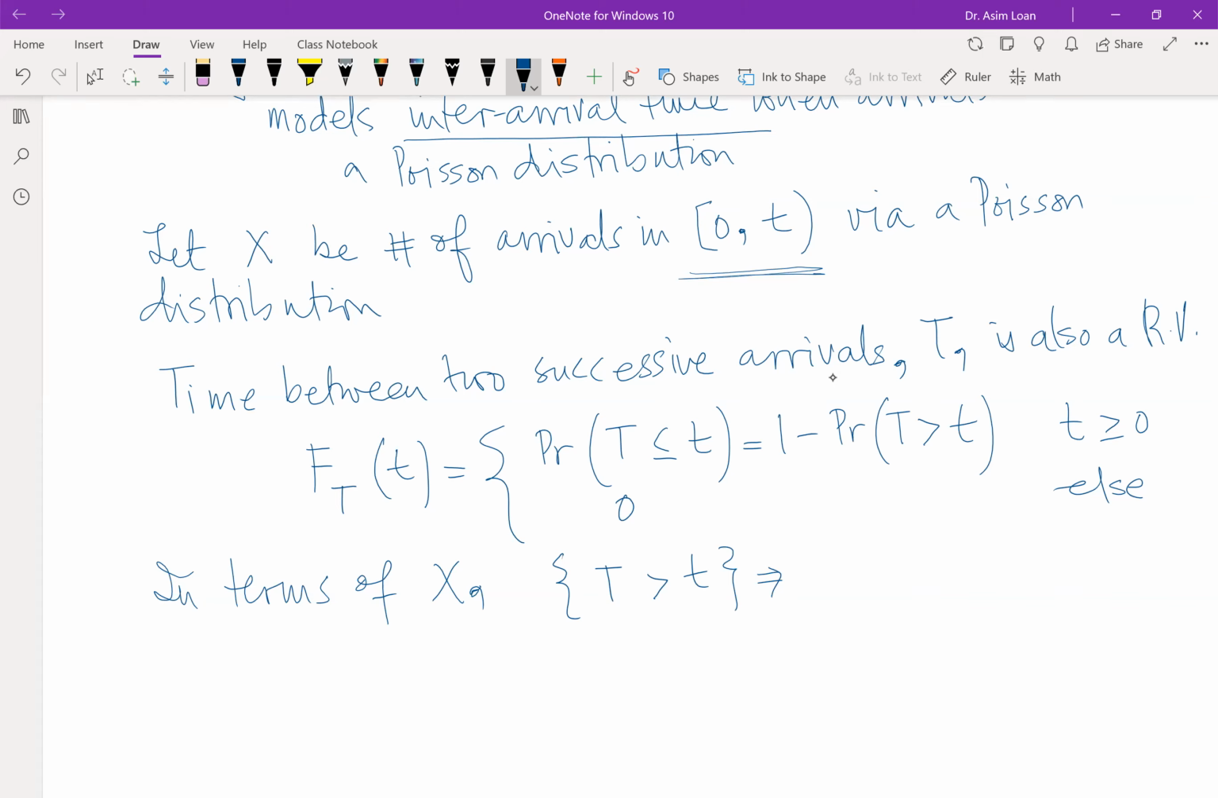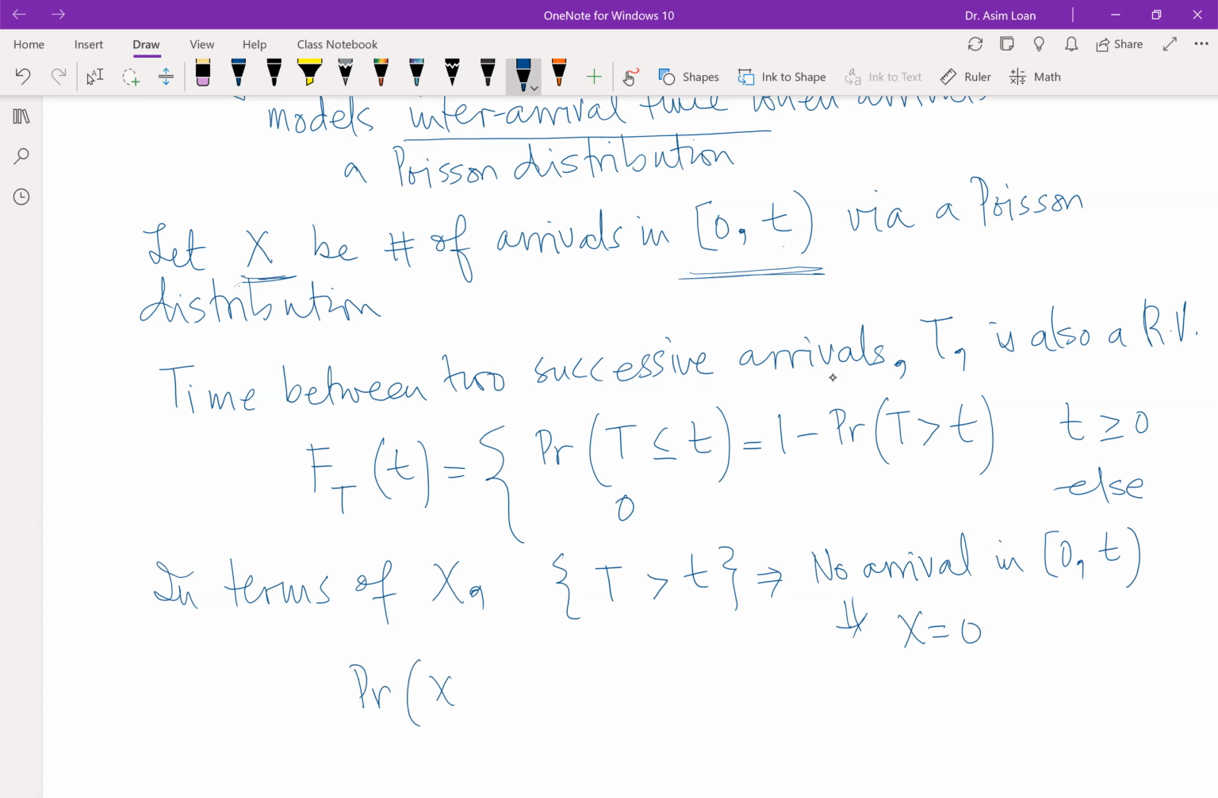When t is greater than T, this means arrivals are happening between 0 and T. So if t is greater than T, this means there is no arrival in this interval. Okay? So this implies no arrival in 0 to T. If there is no arrival in 0 to T, since X is the number of arrivals, this means X is equal to 0.